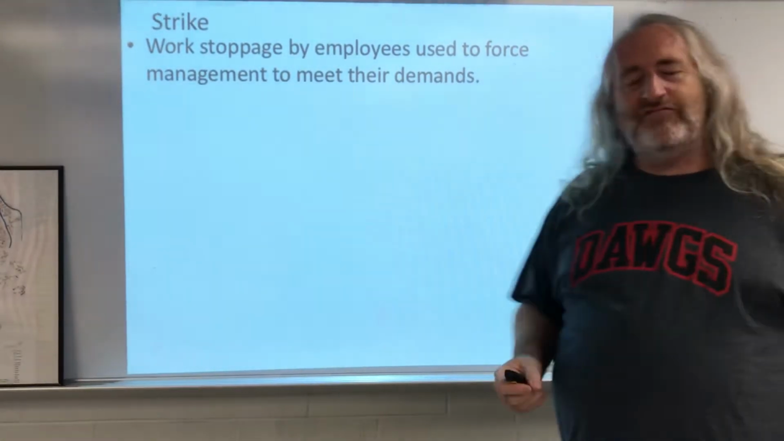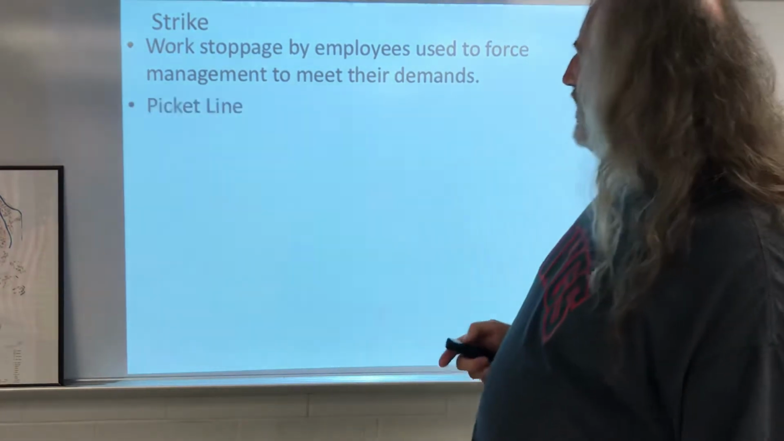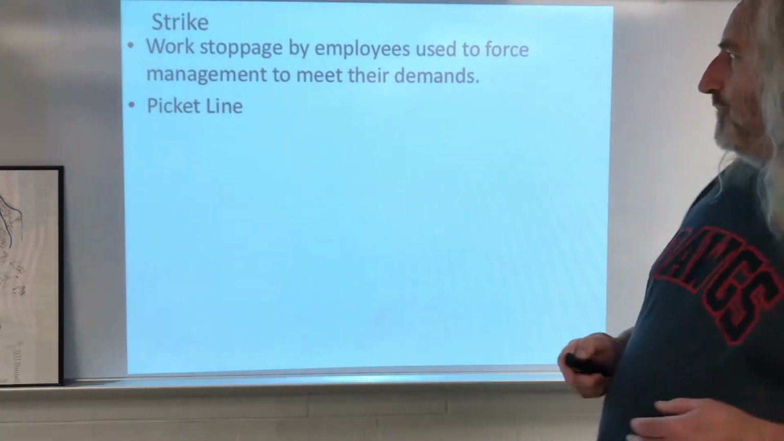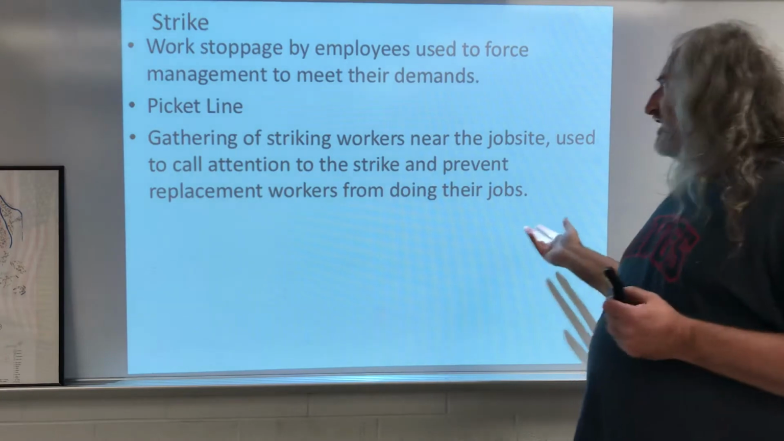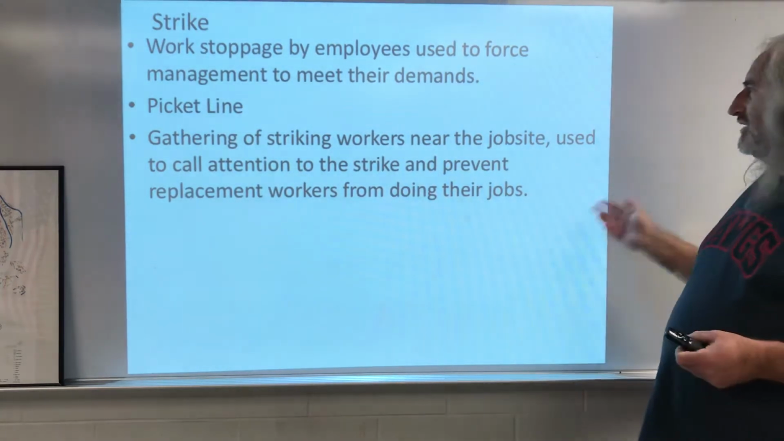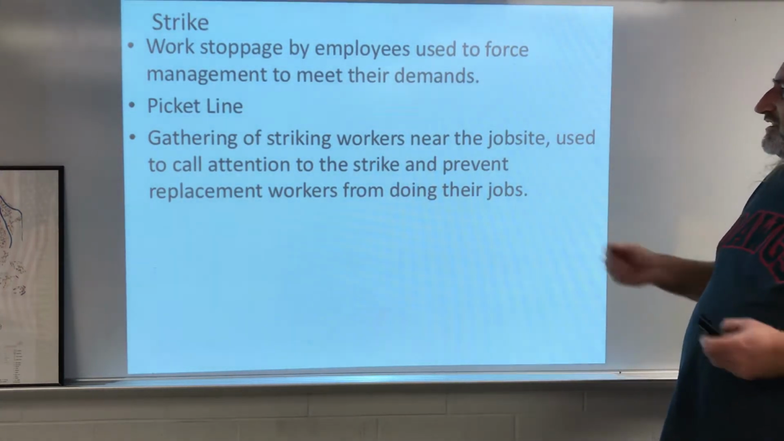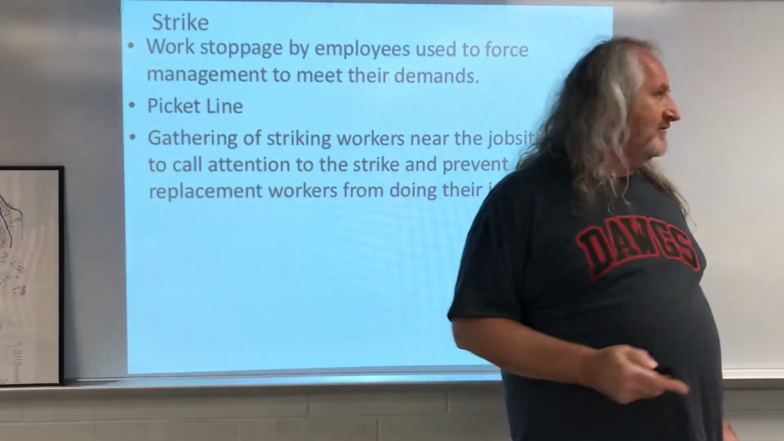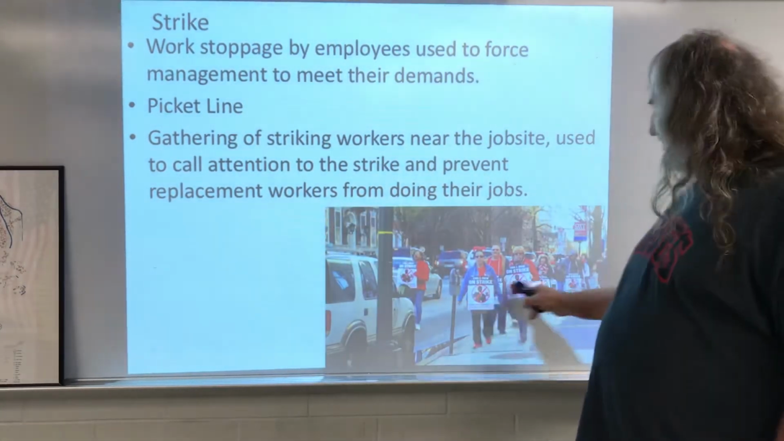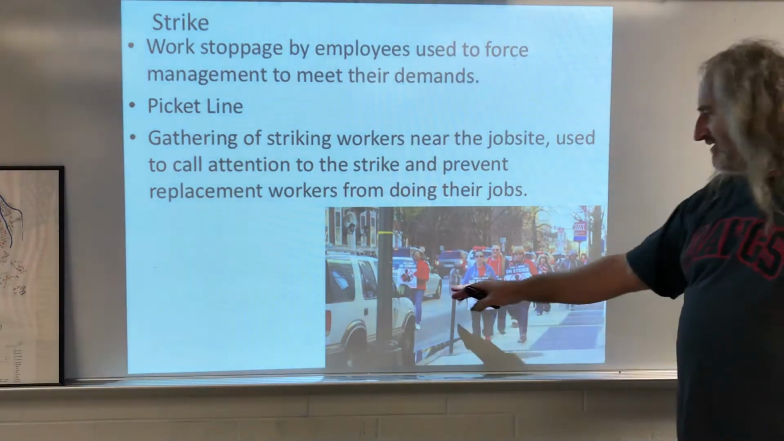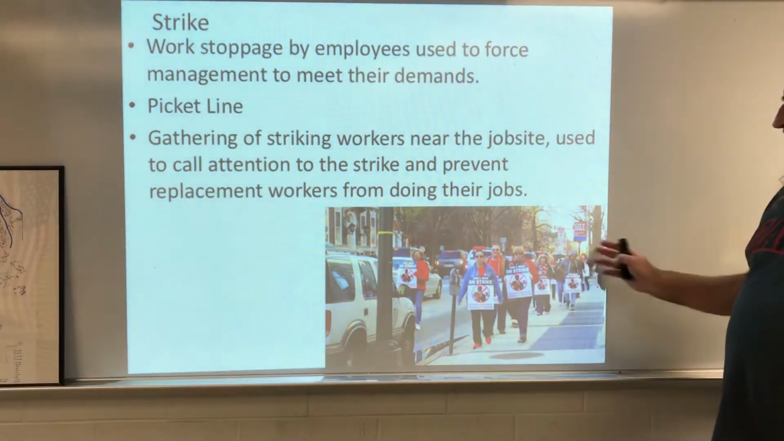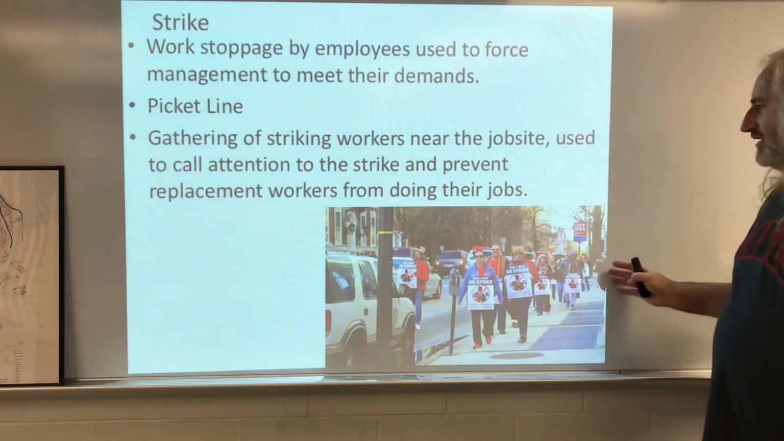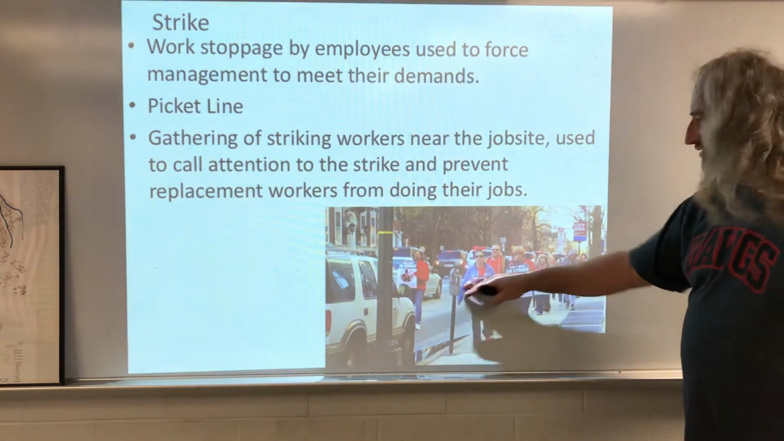And if you've ever driven by and seen a group of people on strike, you probably saw them on a picket line. So this is a gathering of striking workers near the job site, and it's used to call attention to the strike and also to prevent these replacement workers from coming in and taking your job. So oftentimes you'll see them on the sidewalks and they'll be carrying signs saying, we're on strike against this company and they're not doing us fairly, and we would just assume you didn't use this company.